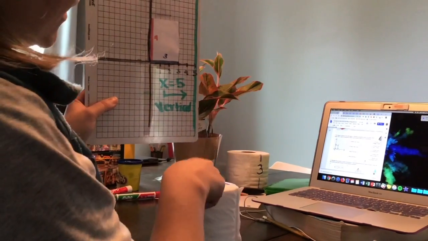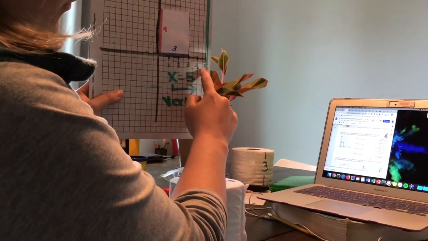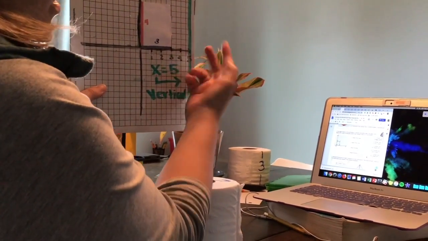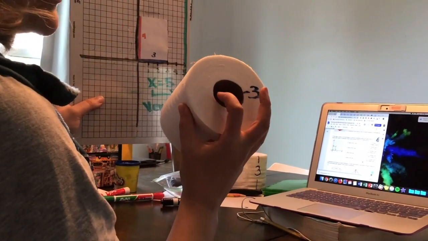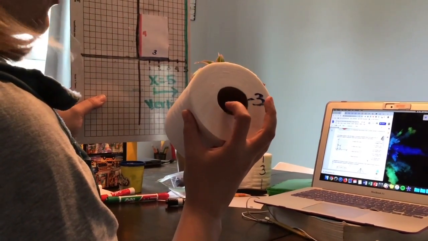If I look at the size of the hole here, from 3 to 5 is 2, so spinning that around would create a hole in the middle with a radius of 2.